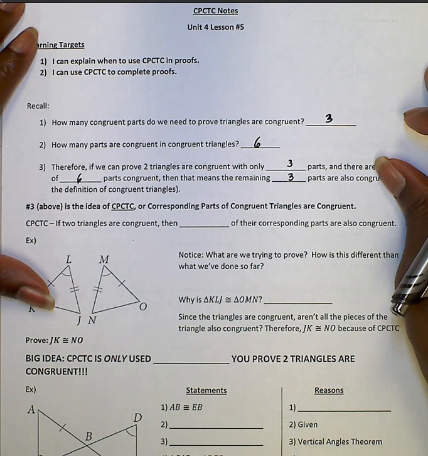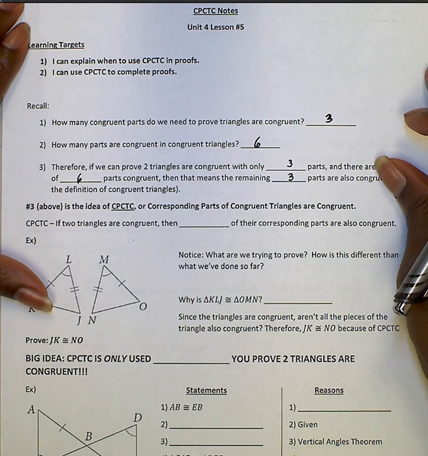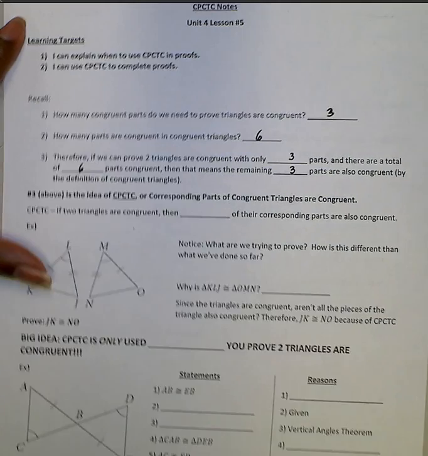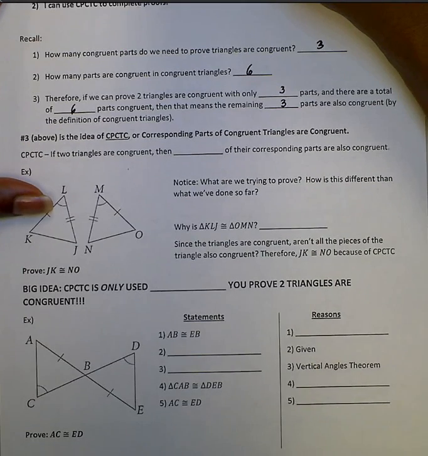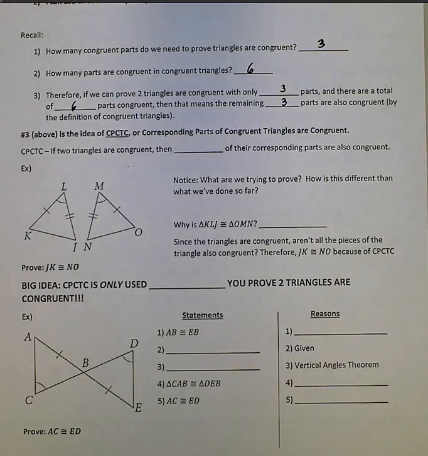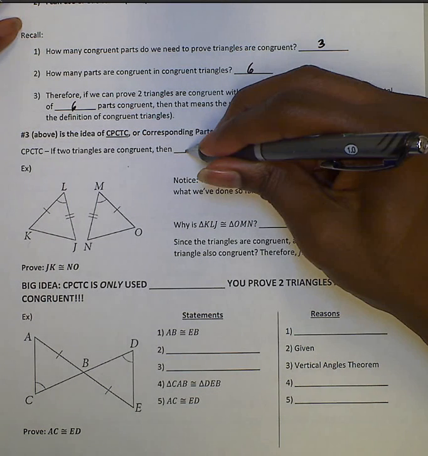Okay, that leads us to our idea of CPCTC. We'll use CPCTC, but it stands for, and you need to know this, corresponding parts of congruent triangles are congruent. CPCTC says if 2 triangles are congruent, then all of their corresponding parts are congruent.